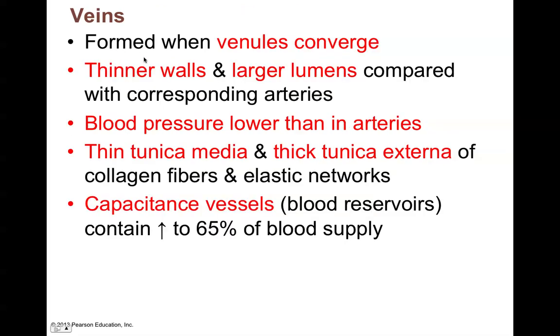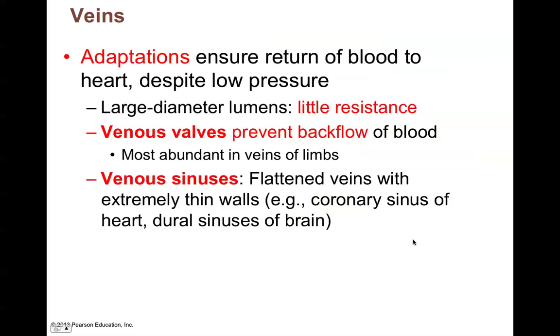Veins will form when venules converge. They have thinner walls and larger lumens compared with the corresponding arteries. Blood pressure here is much lower than in the arteries. There's a thin tunica media and a thick tunica externa to support the vein, with many collagen fibers and elastic fiber networks. We call these capacitance vessels or blood reservoirs, and they can contain up to 65% of the blood supply at any one time.